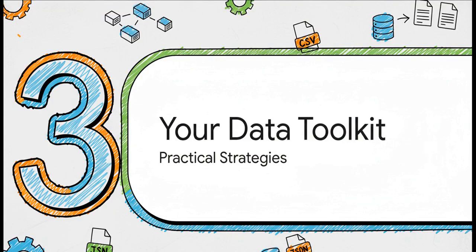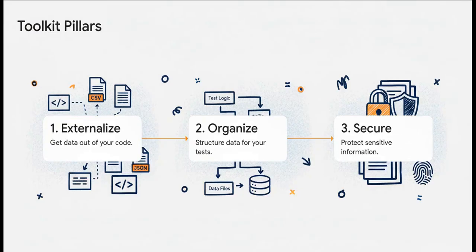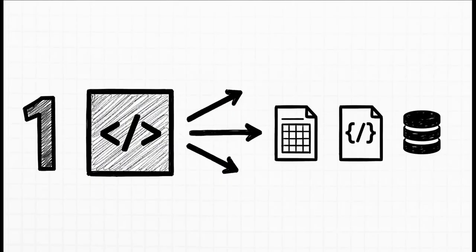Okay, so how do we actually put this golden rule into practice? Well, it's not about learning one single trick. It's about having a whole toolkit of strategies that all work together. Our toolkit really boils down to 3 simple steps. First, we externalize our data, which just means getting it the heck out of our scripts. Second, we organize it, so it's structured and useful for all of our different test scenarios. And third, and this is a big one, we secure it, because sensitive info has no business sitting in plain text inside your code.